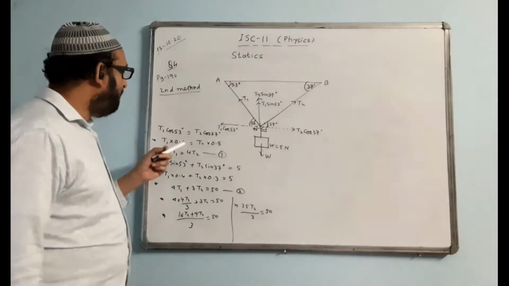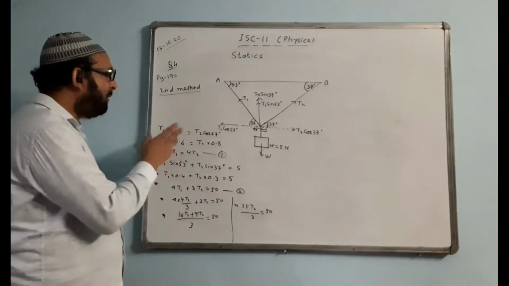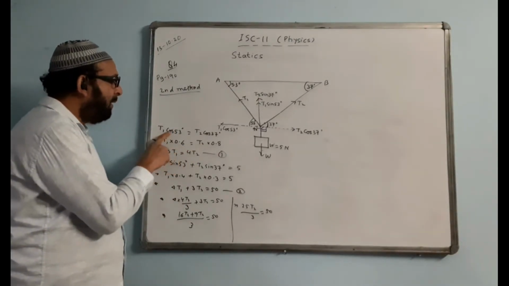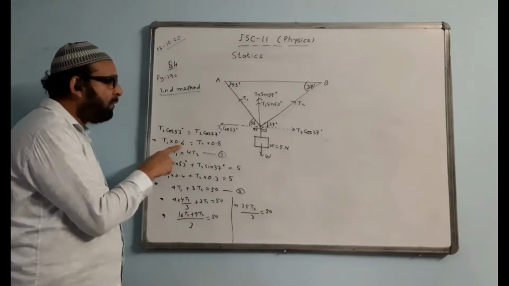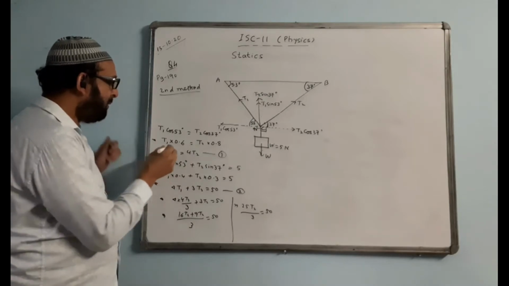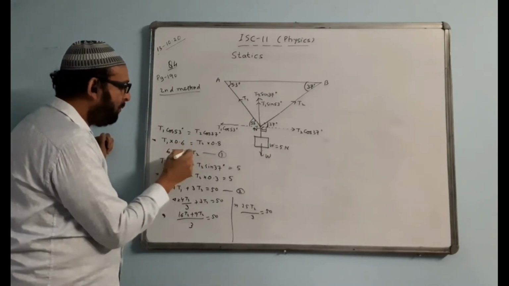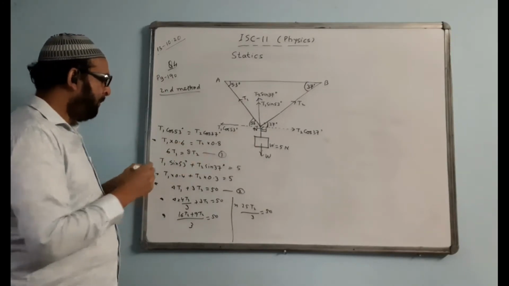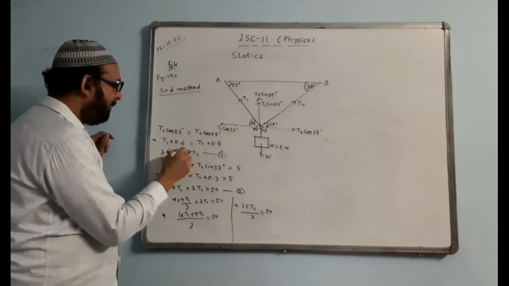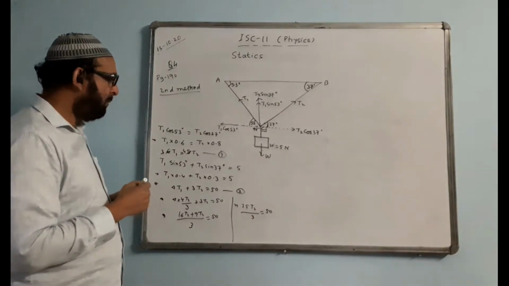Okay, in the previous one there was a mistake, so please correct it. The values I said were wrong. Cos 53 degree value is 0.6 and cos 37 value is 0.8. So you can make corrections here. It becomes 6 T1 is equal to 8 T2. Here at 3 and here at 4, so 3 T1 is equal to 4 T2. This is equation number 1.